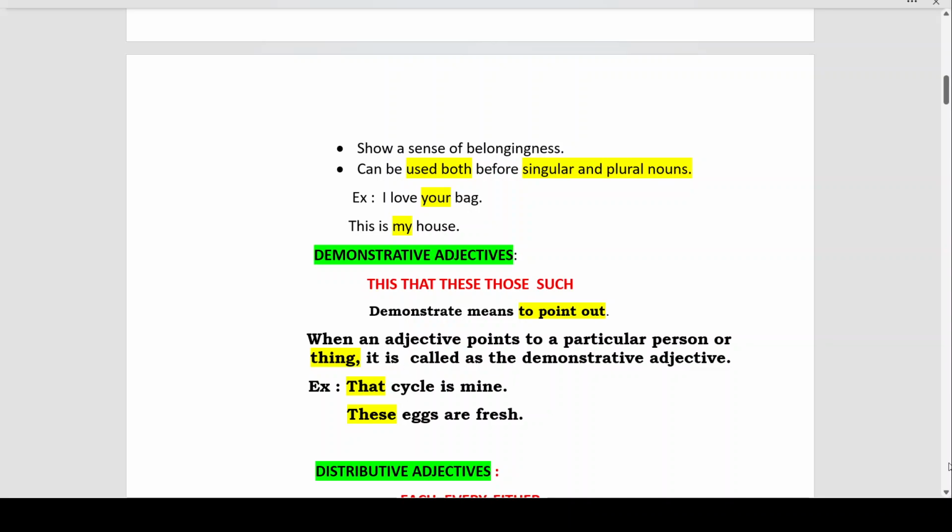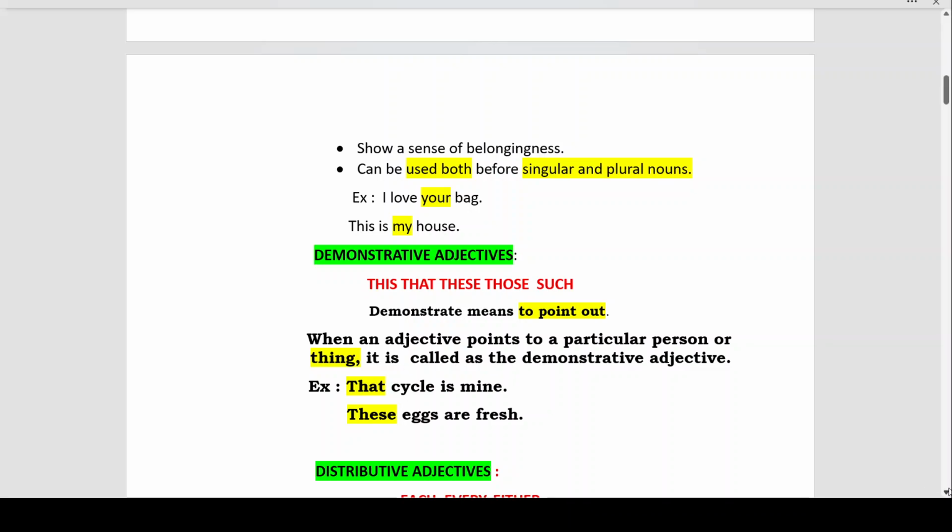Next example. These eggs are fresh. Now you and I are standing close to each other and I am showing you that these eggs which are near us are fresh. Why am I using these? Because there is more than one egg. These is used for plural nouns. Therefore, these eggs are fresh. I hope it is clear to you, students.